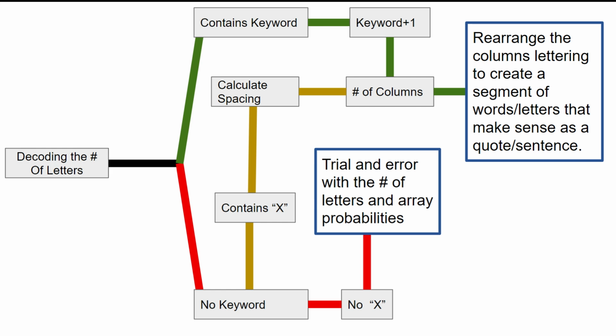But even though there are that many scenarios for having a set amount of letters, we always want to choose the array that is closest to square. In this case, that will be 6 by 8 if we have 48 letters. Next, we go back to rearranging the columns to figure out a segment of words or letters that makes sense as a quote or sentence.